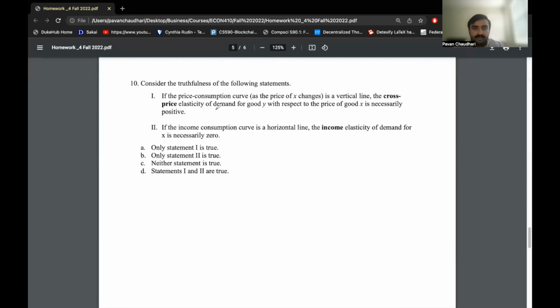All right, and for this last question, we also want to find true or false. For the first statement, it says if the PCC is vertical, then the cross price elasticity of demand for good Y with respect to the price of good X is necessarily positive, right? So let's figure this out.